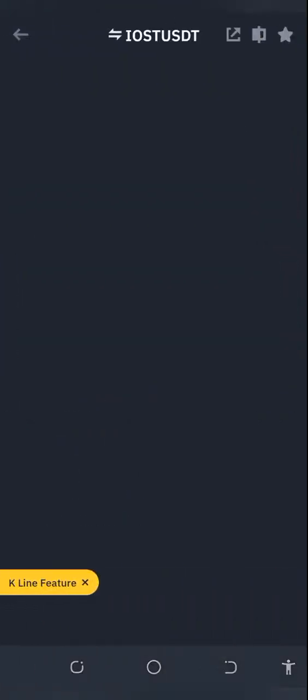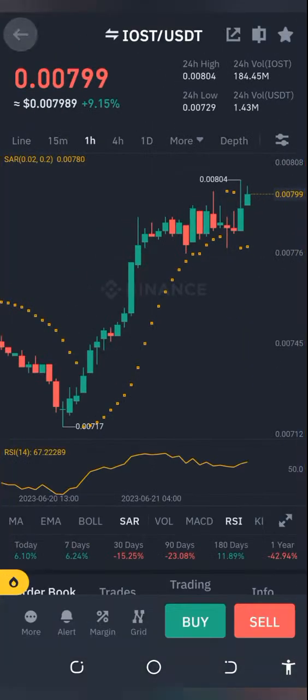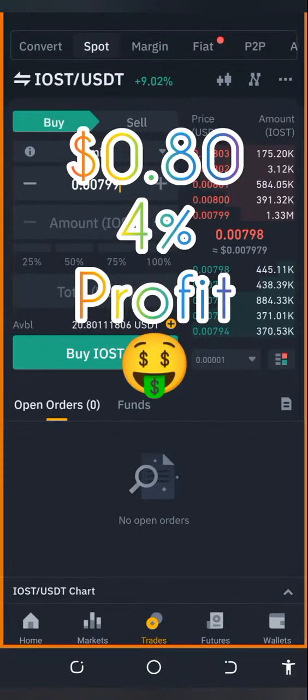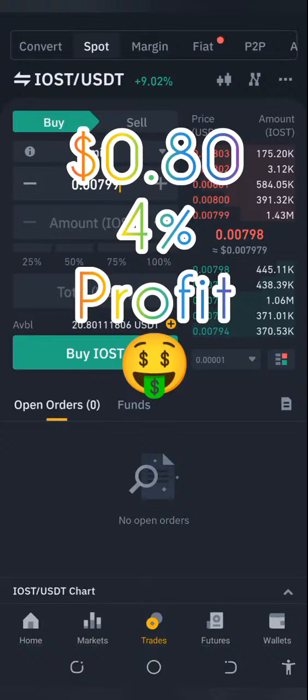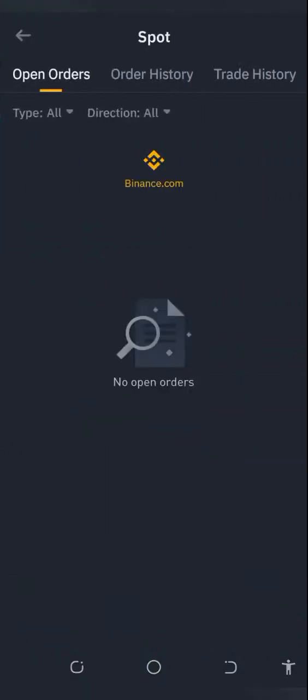Wow, what happened to IUSD? It went all the way up. Look at it. Look at this. Something actually happened. Wow, but that actually favored us, really, because now we've been able to make 80 cents over our $20. Oh my gosh, this is beautiful. Yeah, let's go and check what happened here.